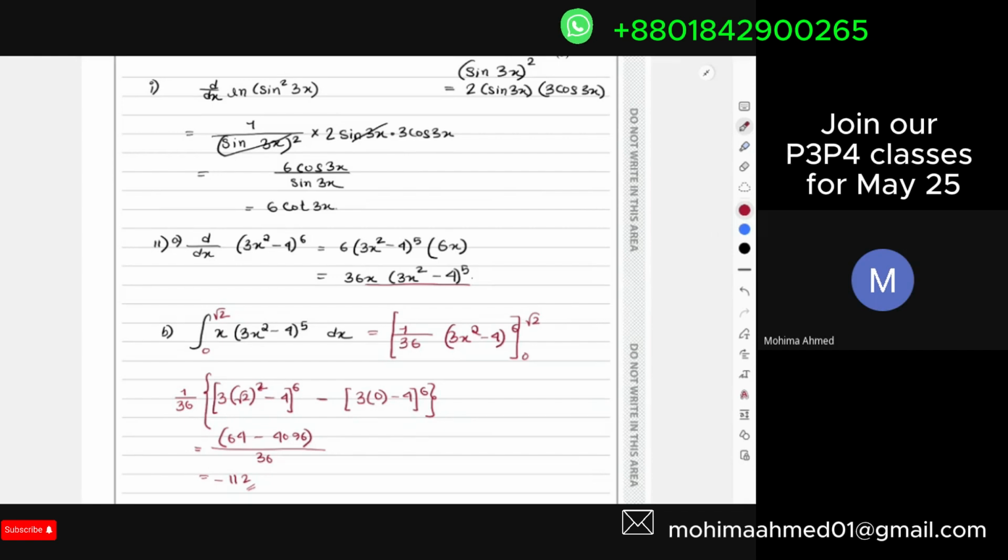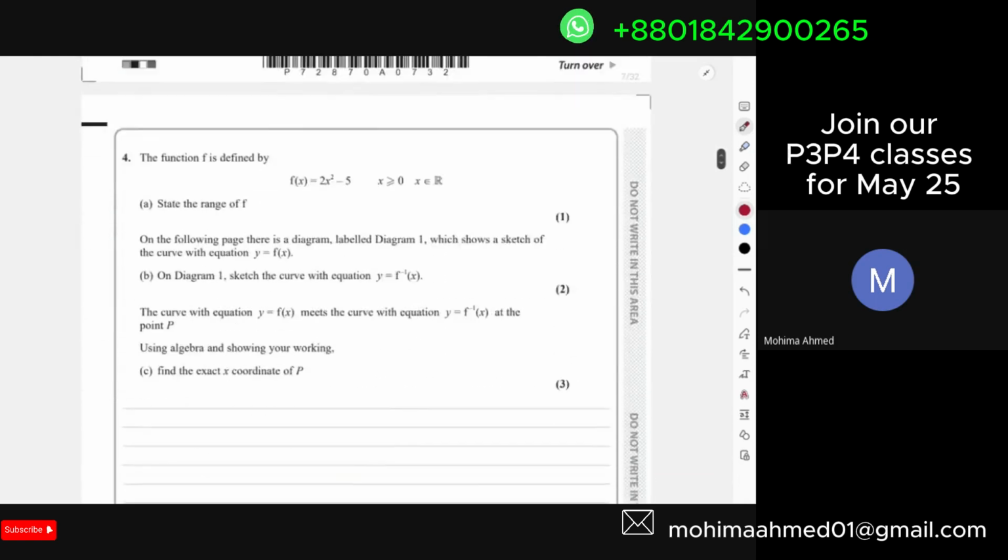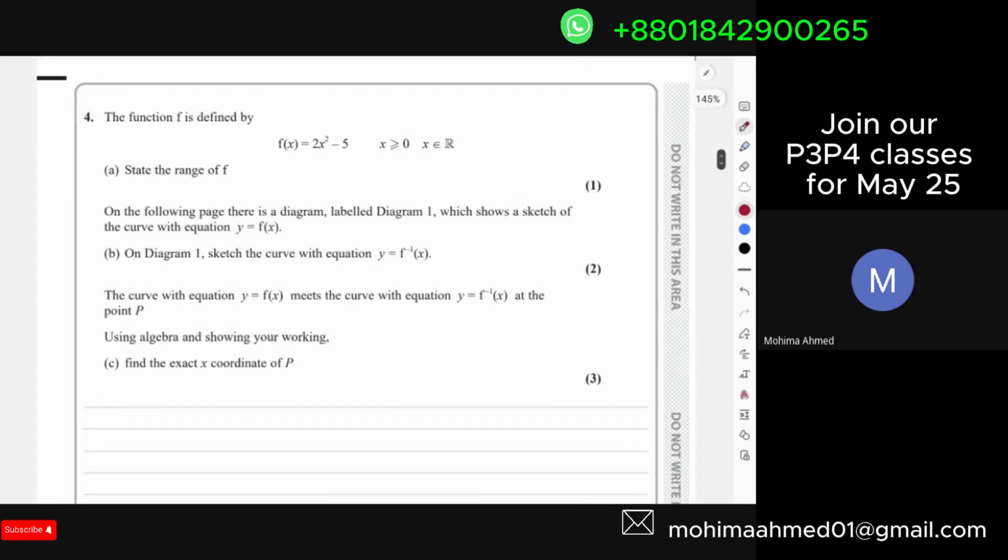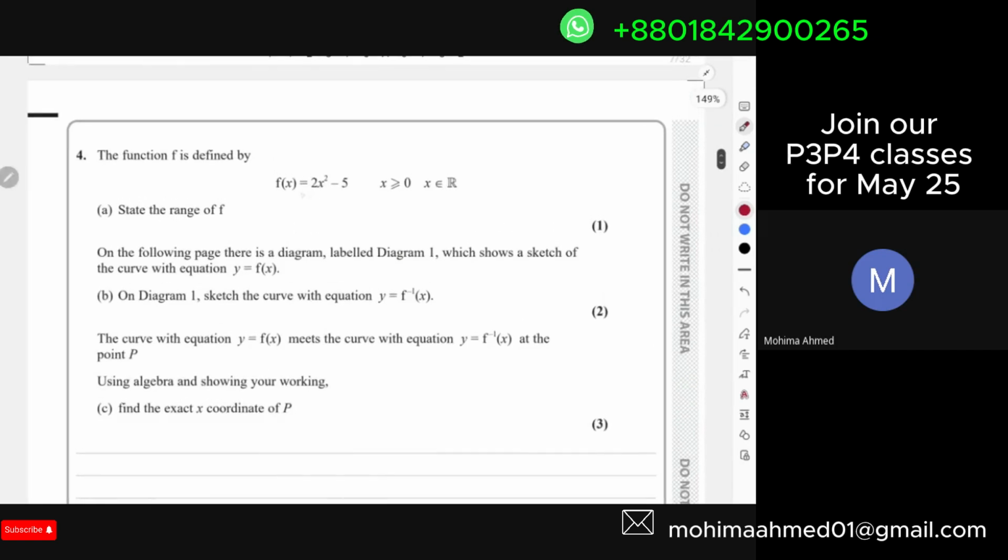So this is it for 3. Then you can move on to question 4. Question 4 says that the function f is defined by this range of f. This is normally in what? ax² + c format, right? For ax² + c, c is the value for your minimum point. This is a quadratic equation, a positive quadratic equation.